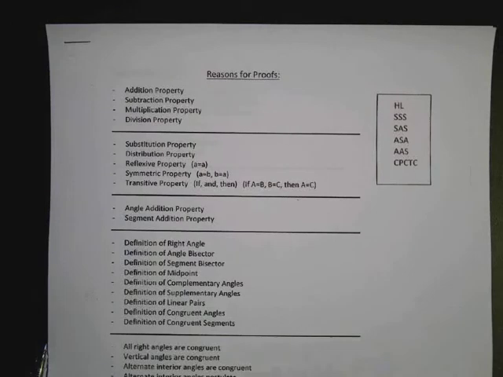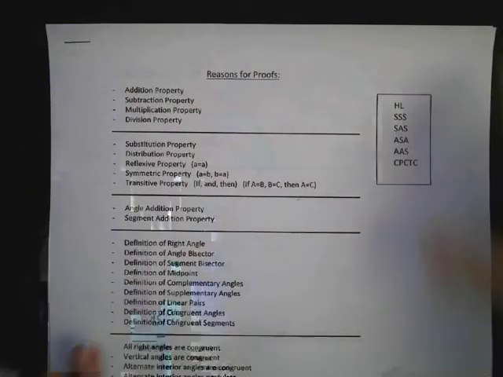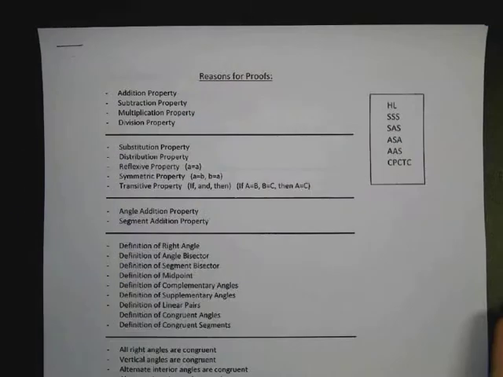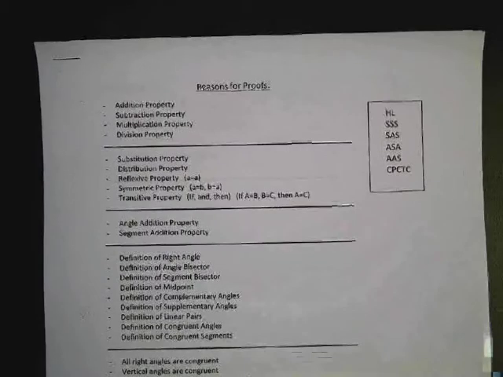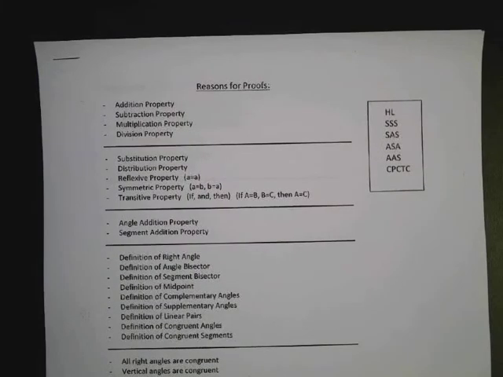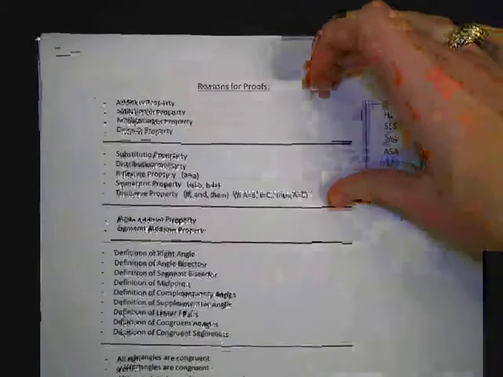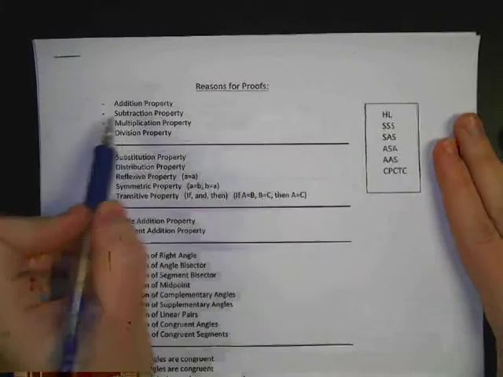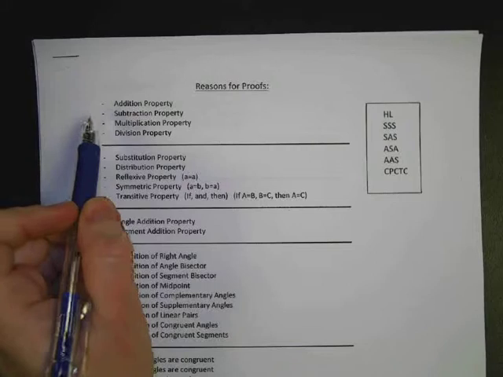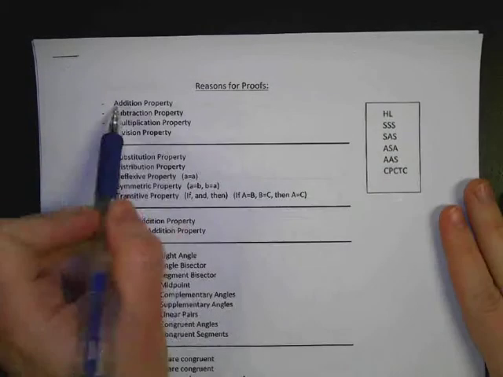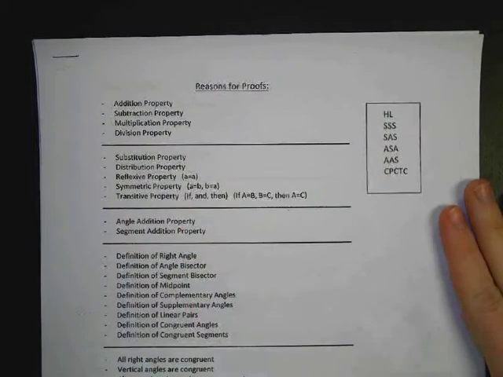All right, okay, we're going to go over some beginning of proof ideas. What we have here is the reasons for proof worksheet, and if you can understand some of the reasons of the proofs and what to look for, it might make identifying them in your proof a little bit easier. So the first couple of sections are the different types of properties we can use, just kind of like math properties that we already know.